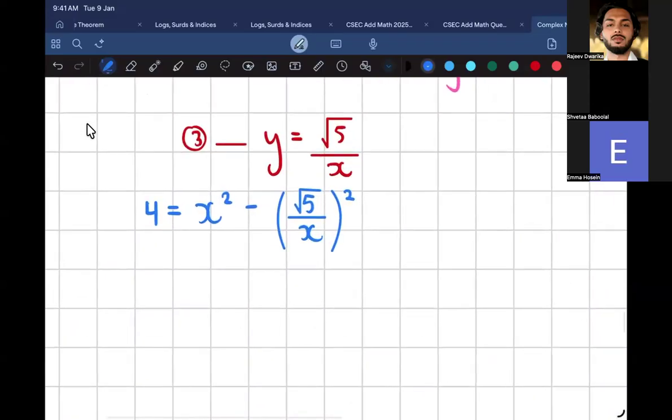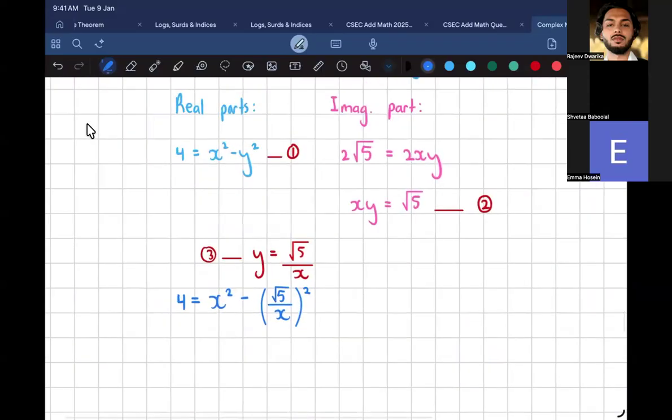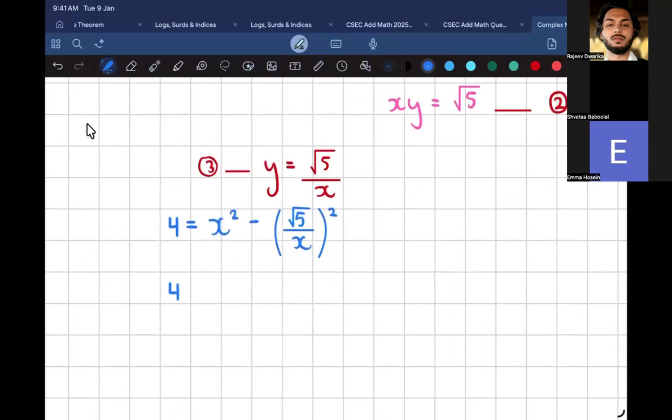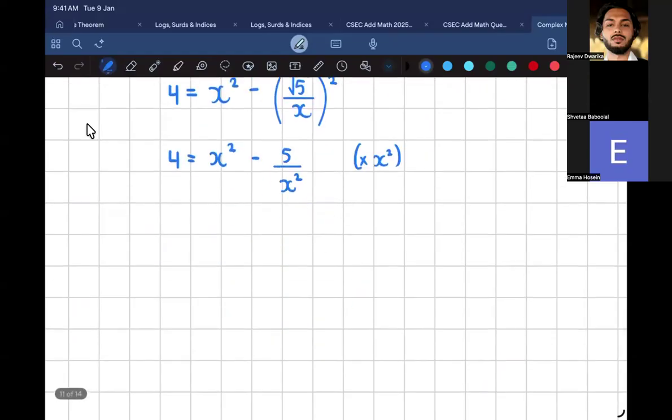Boy, oh boy. So let me continue, right? So I plug equation 3 into equation 1. Yeah. So now we're going to simplify. So we're going to put 4 is equal to x squared, right? I'm going to square all of the elements there. So our root 5 is going to turn to 5, and our x is going to turn to x squared. We don't like working with fractions, so we had to multiply throughout by what? x squared. Right? And you're going to end up putting it in the form of a quadratic.